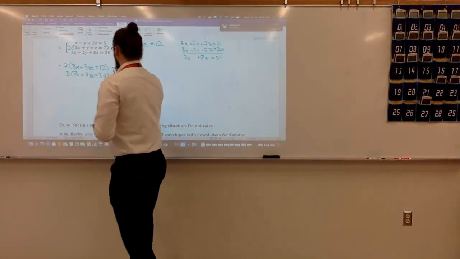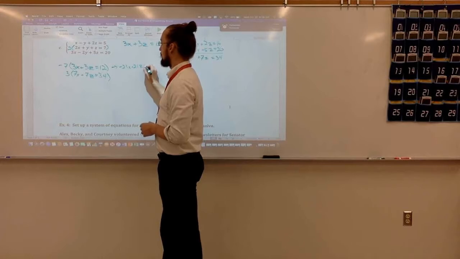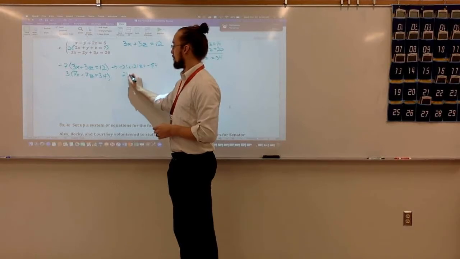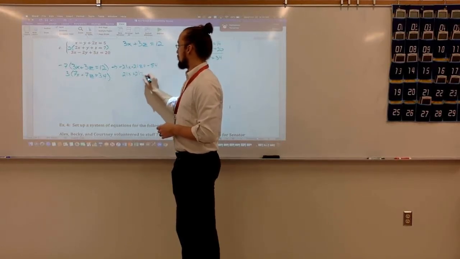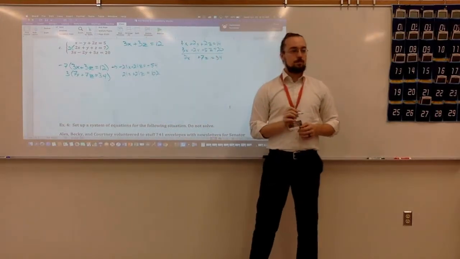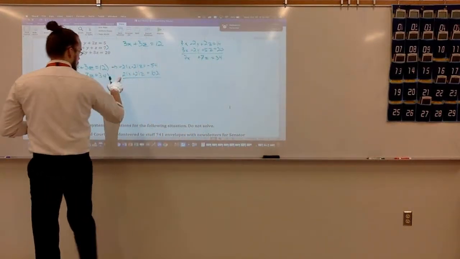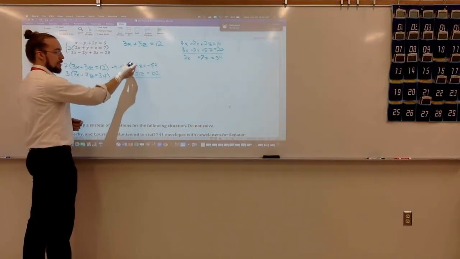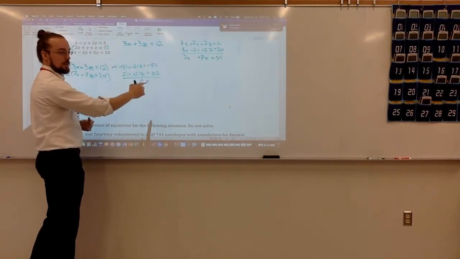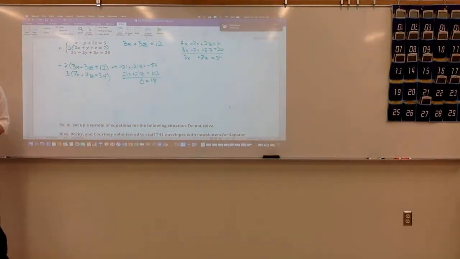So these equations will become negative 21x minus 21z equals negative 84. And then this one would become 21x plus 21z equals 102. So now, if I add these together, well, the x's cancel, and the z's cancel. So we're just left with nothing over here. Oh no. Equals 18. That looks correct.